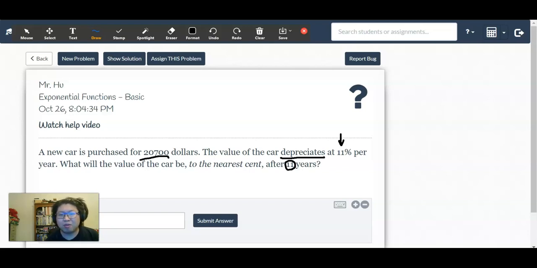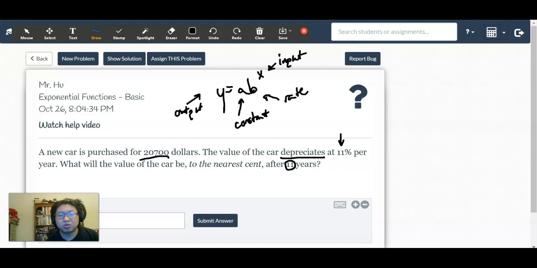Now remember that formula, y equals ab to the x. Remember those pieces again. This is our output, so this is not changing. It's going to be y. Here's our input, so I'm not going to be changing that for the moment. I'm just trying to get the standard form so far. And then this is our constant. You can also call this your initial. And then this is your rate.